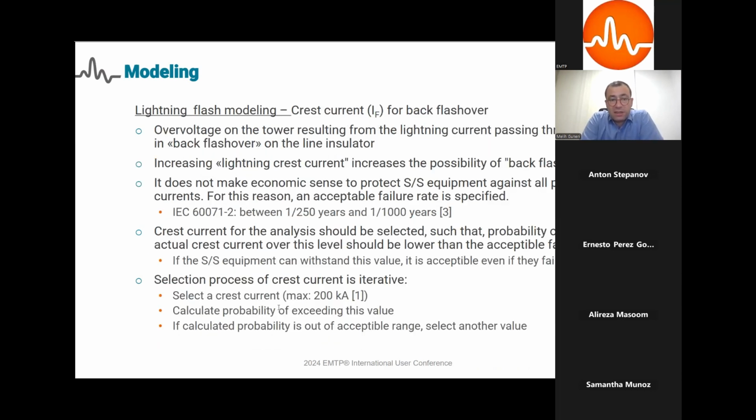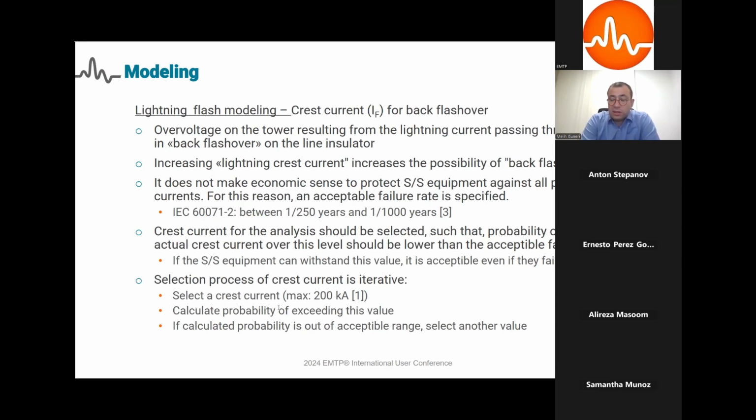Okay, as we said, the calculation of crest current is important for the lightning flash modeling. This value is dependent on whether it's a back flashover case or shielding failure case. For back flashover case, I will try to very briefly describe the procedure that we followed for calculating the crest current. As it is known, when lightning strikes a transmission line tower and passes through the tower to the ground, there is a voltage buildup on the tower.